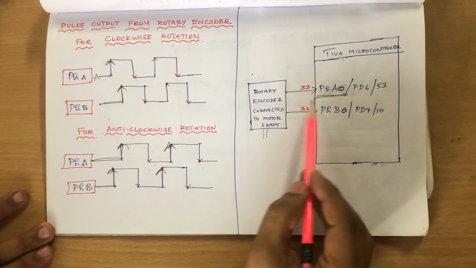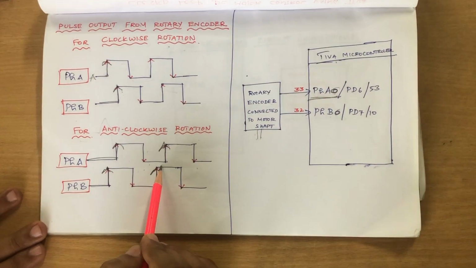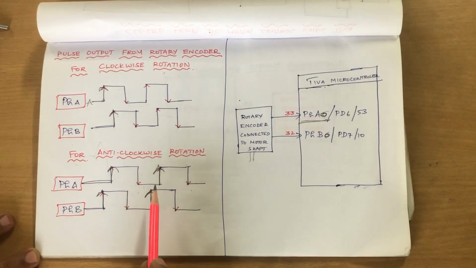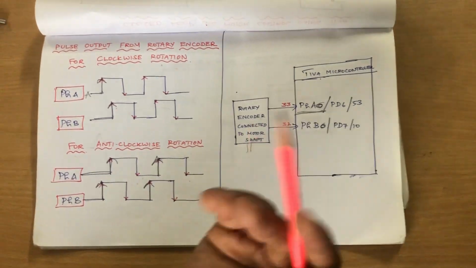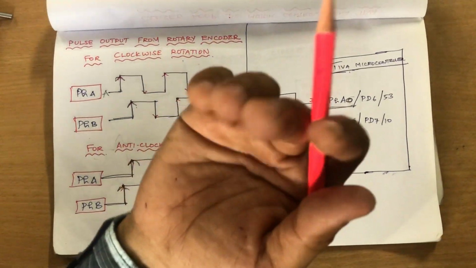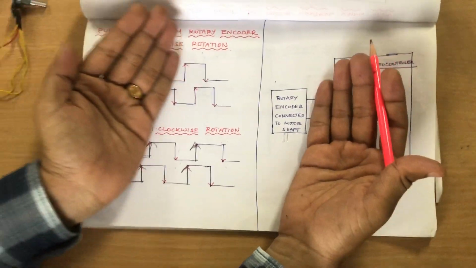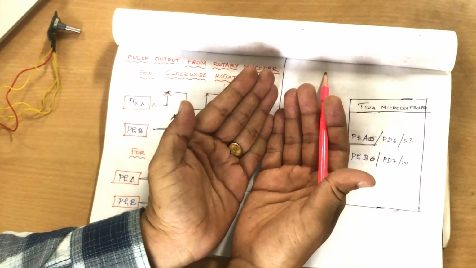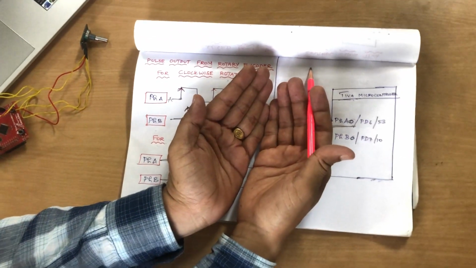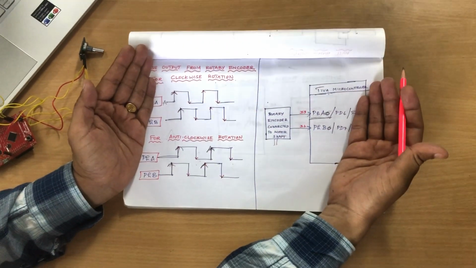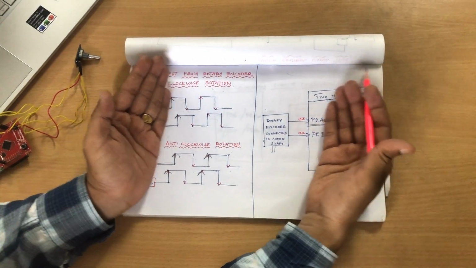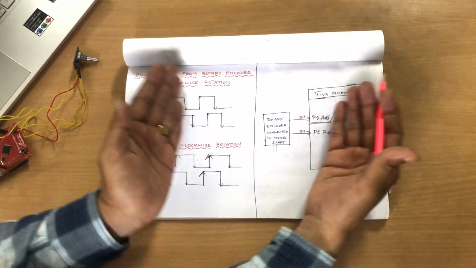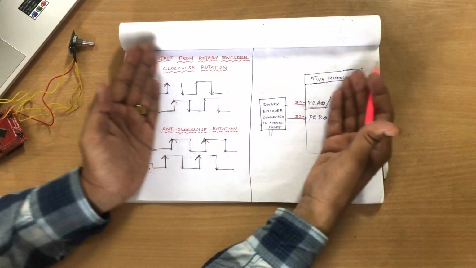Why we need to find out the direction of rotation: there are so many applications. For example, if you look at the lift door, when the door closes, the count increments from 0 to 100 in the clockwise direction. Then when the lift door has to open, from 100 to 0 the count decrements. So finding the position of the door with the help of a rotary encoder will help us to close the door efficiently and open the door efficiently.